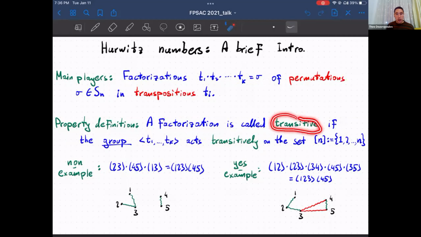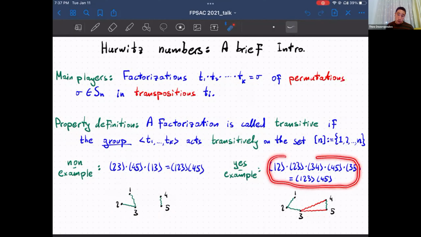Transitive means that the collection of transpositions that you use acts transitively on the natural set that the symmetric group acts on, right? One way to think about it is that you can model transpositions with edges between their corresponding numbers. And if the collection of edges that you have is connected, then the group generated by the transpositions is all of S_n, otherwise it would be something smaller. So I have for you two examples: one of a not transitive factorization of this permutation, where you see we have two connected components, and another one that is actually transitive.